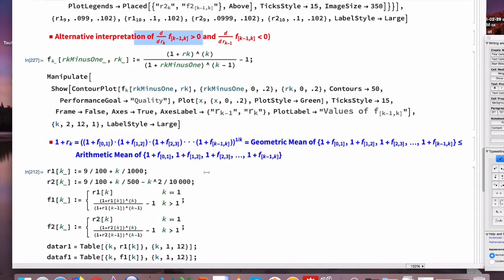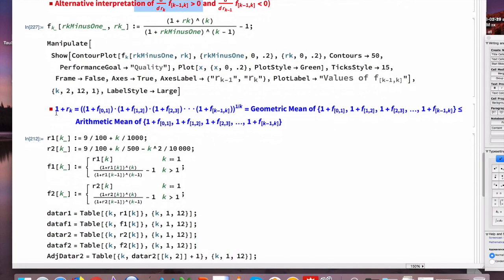Finally, let's remind you of this fact here again, that 1 plus r sub k, by the formula that we thought about in the first part of the video, is really this product to the 1 over k power, which means the kth root of that product. It's called the geometric mean of those numbers, which is always less than or equal to the arithmetic mean. That can be proved. The arithmetic mean is the ordinary kind of mean where you add up the numbers and divide by how many there are.